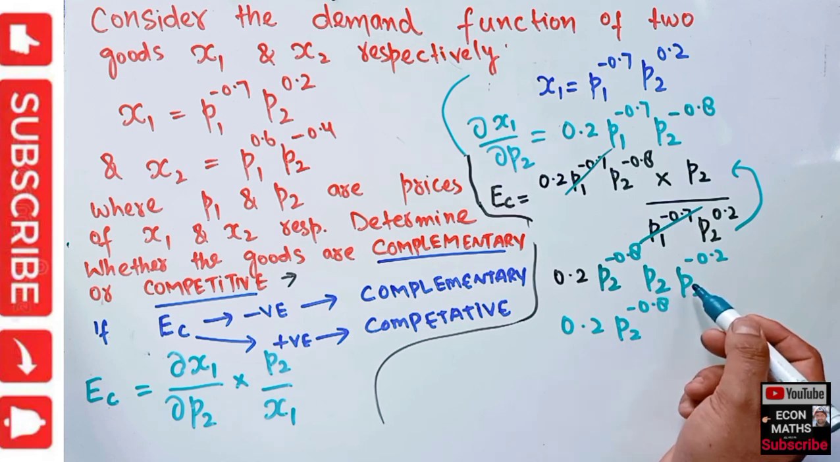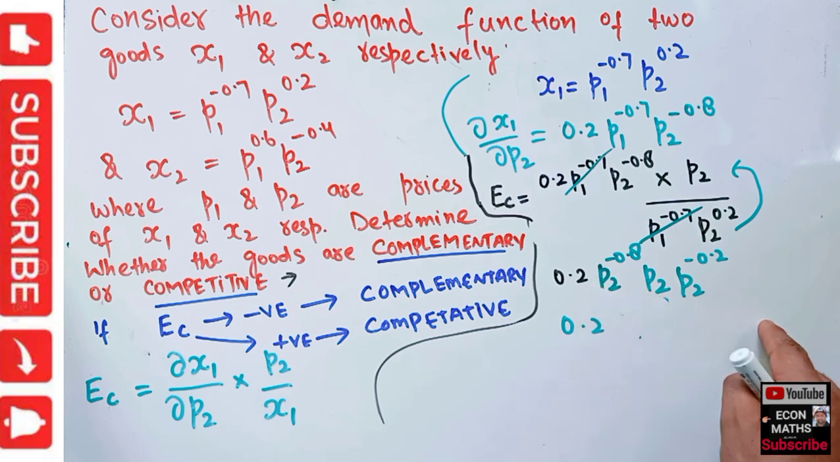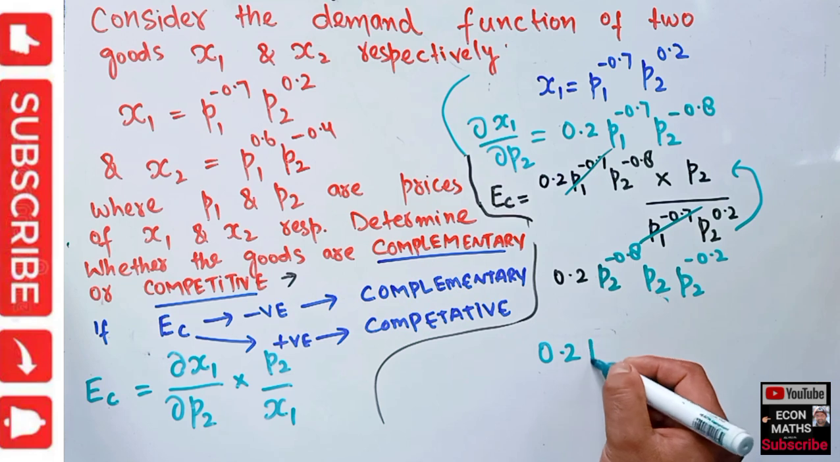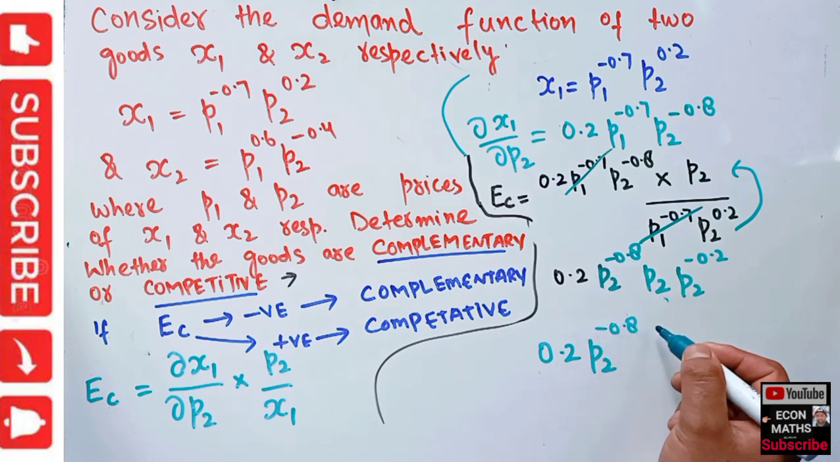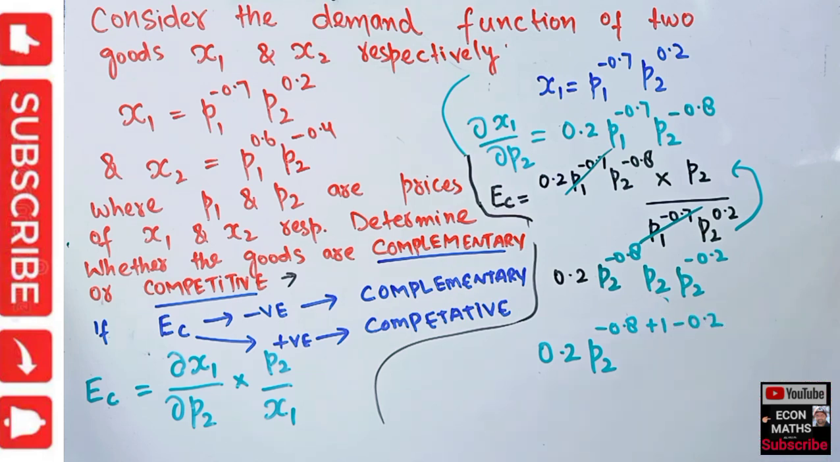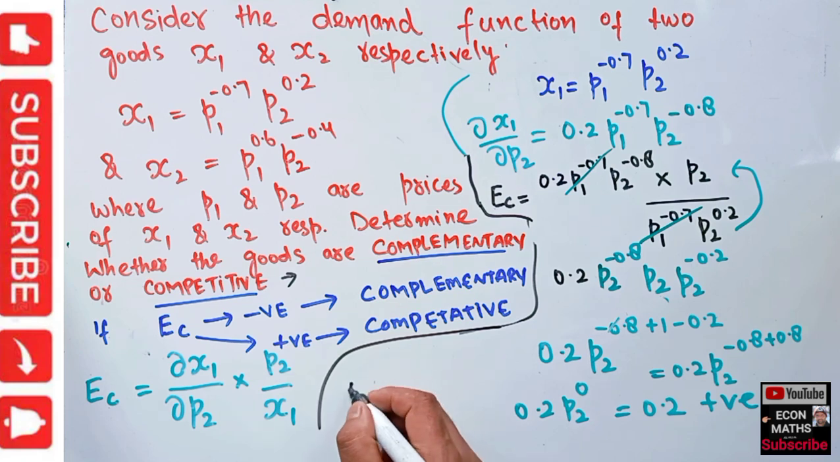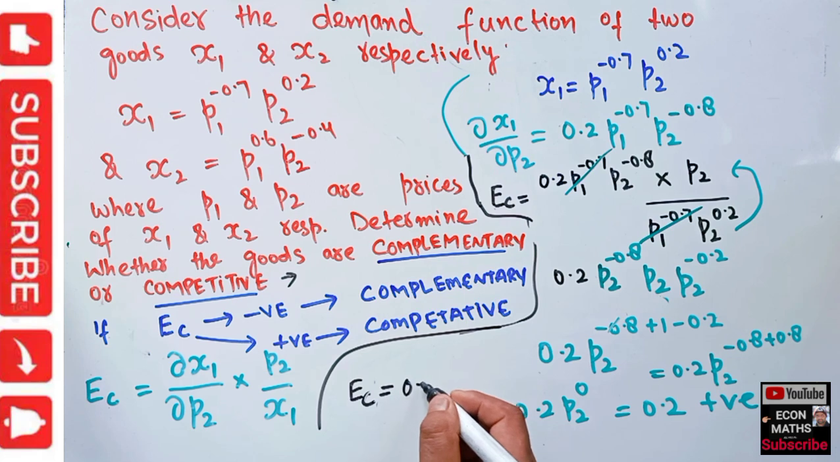Here the bases are the same, so we can add up the exponents. So we have 0.2 p2 raised to the power minus 0.8 plus 1 minus 0.2. 1 minus 0.2 comes out to be 0.8, so it becomes 0.2 p2 raised to the power minus 0.8 plus 0.8. So it becomes 0.2 p2 raised to the power 0, which is equal to 0.2, a positive value. So we got cross elasticity of demand equal to 0.2, which is positive. So we can say that the two goods are competitive.